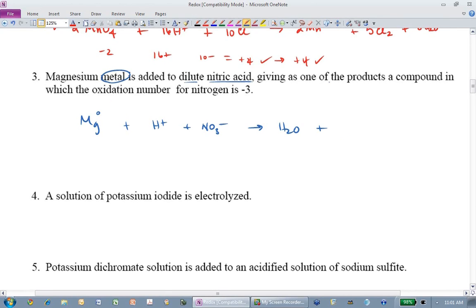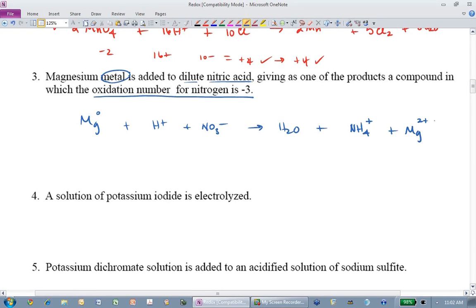Magnesium metal added to dilute nitric acid, giving as one of the products a compound in which the oxidation number for nitrogen is -3. Well, that's a horse of a different color. So the only thing I know where nitrogen is going to be a -3 that has H's and H pluses involved is NH4 plus. So in order for this to carry a total of a +1 charge, knowing that each of those 4 hydrogens is +1 as if nitrogen is a -3. So that's a little bit of a curveball. And then I'm going to make the ion of the metal. So metals are going to make their most common ion. And I've still got the water.